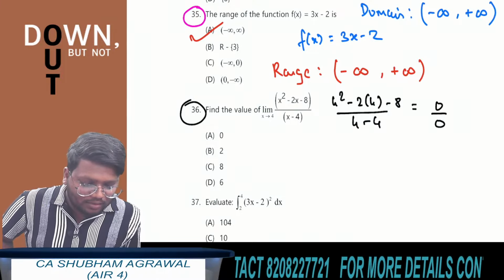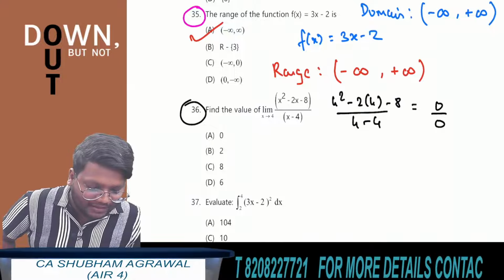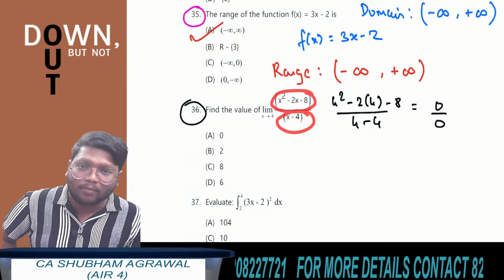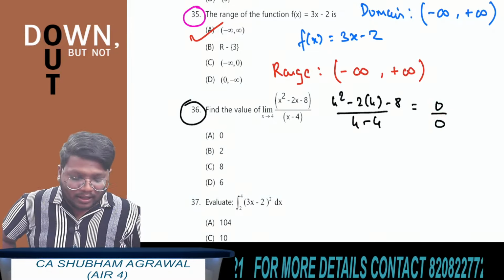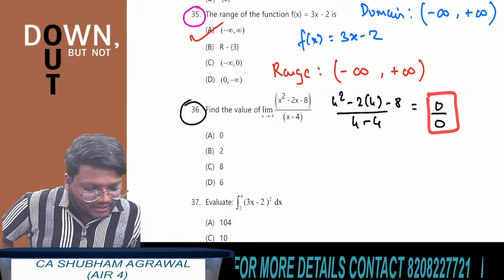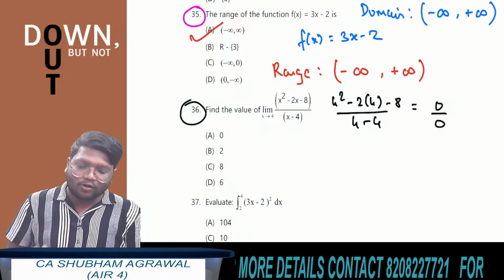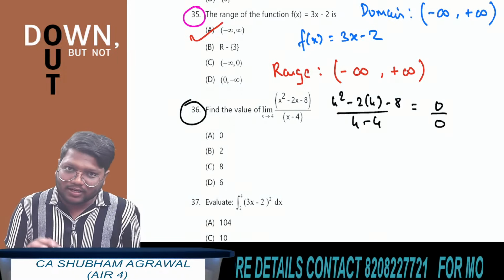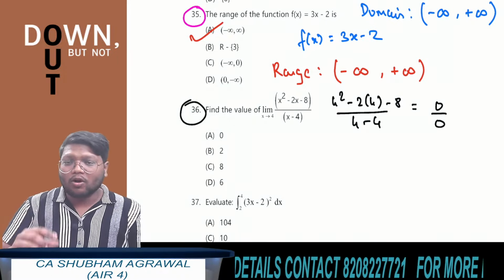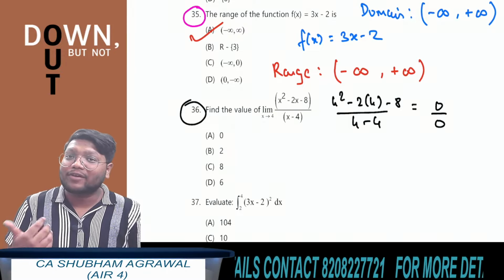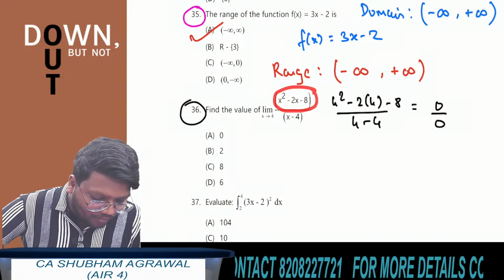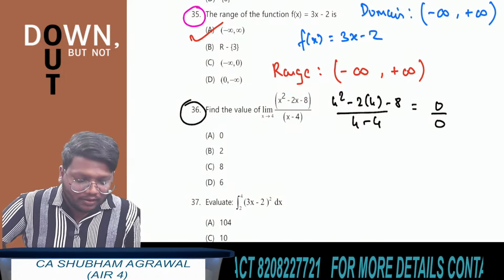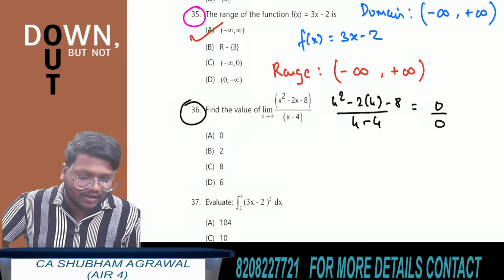Now see in this question number 36, if you put the value of x as 4 in the numerator as well as in the denominator, you are getting 0 in the numerator and also 0 in the denominator. Now if the limit is in 0 by 0 form, there is one shortcut which you can use, but in order to use that shortcut, you should know differentiation. So what is the shortcut? Find the differentiation of numerator as well as of denominator.